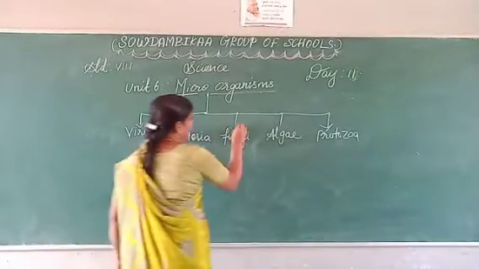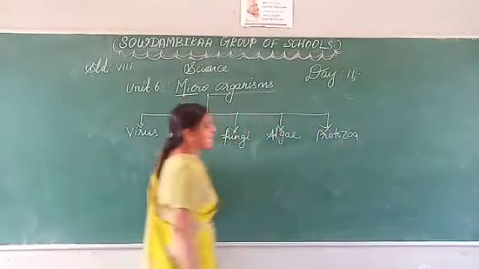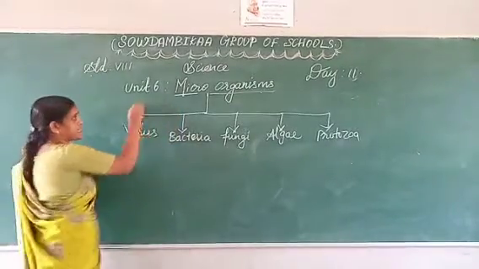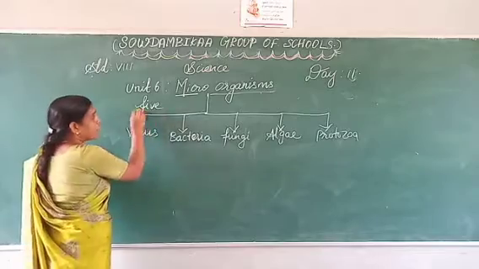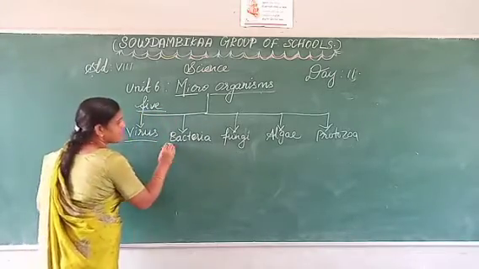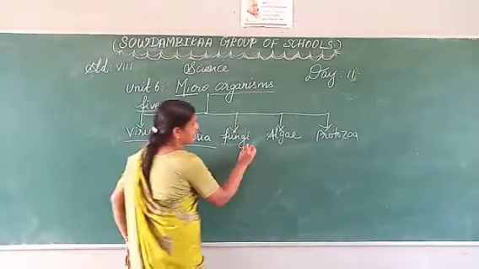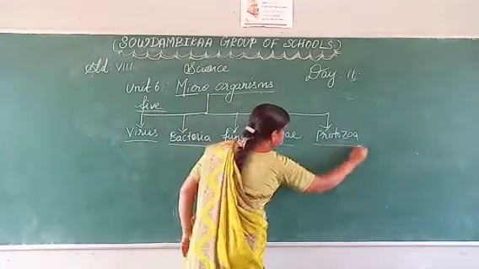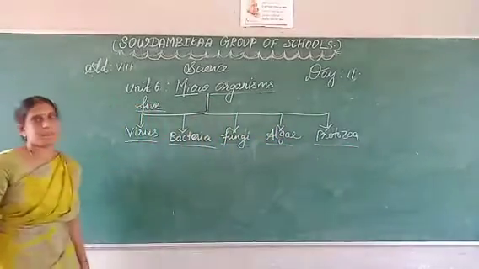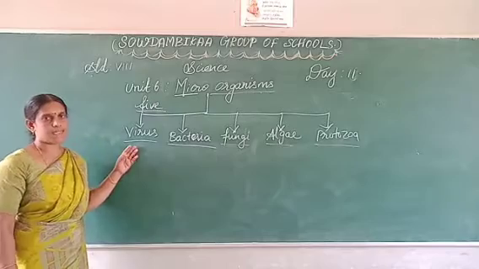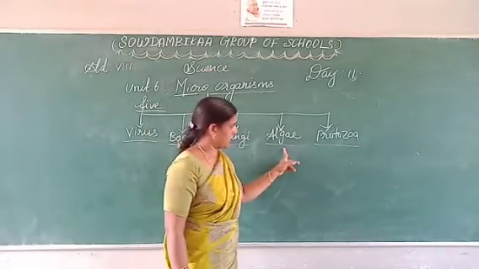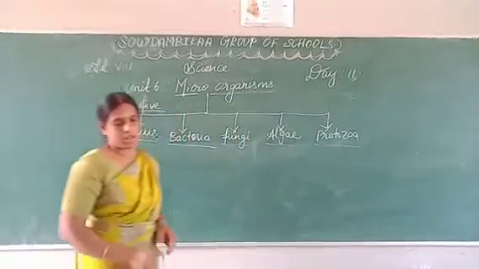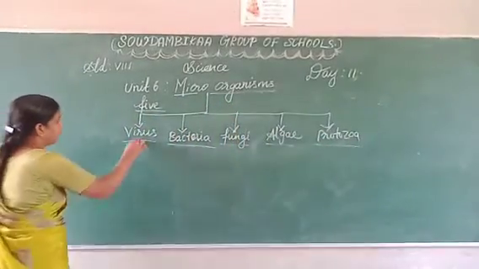What are the microorganisms? The microorganisms are classified into five categories: virus, bacteria, fungi, algae, and protozoa. First we see about the virus.